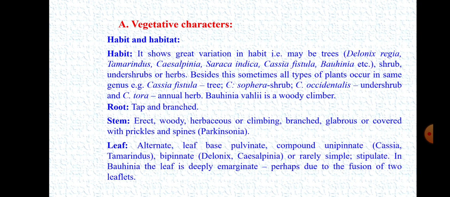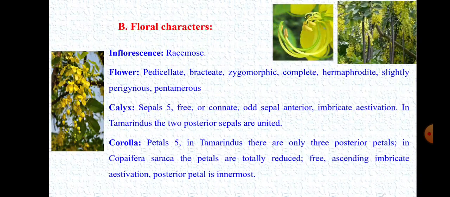And the prickles and spines, which are in Parkinsonia. The characteristic feature of the leaf: the leaves are alternate, leaf base is pulvinate, compound, unipinnate in case of Cassia and Tamarindus, bipinnate in case of Delonix and Caesalpinia, or rarely simple, stipulate in Bauhinia. The leaf is deeply emarginate, perhaps due to the fusion of the two leaflets. So these are the characteristic features of the vegetative characters of the plants.